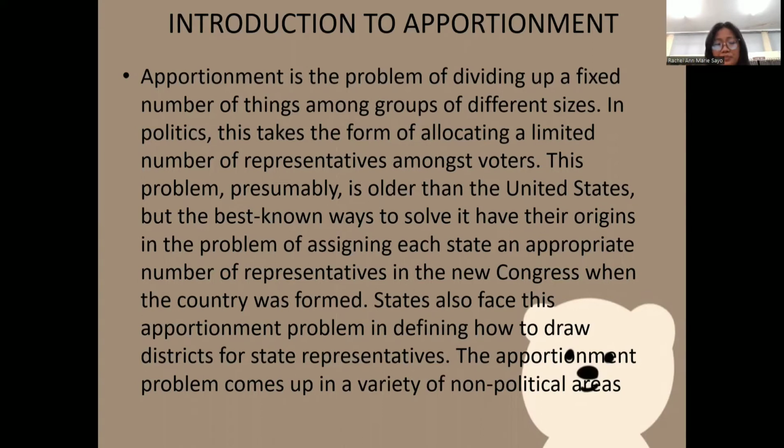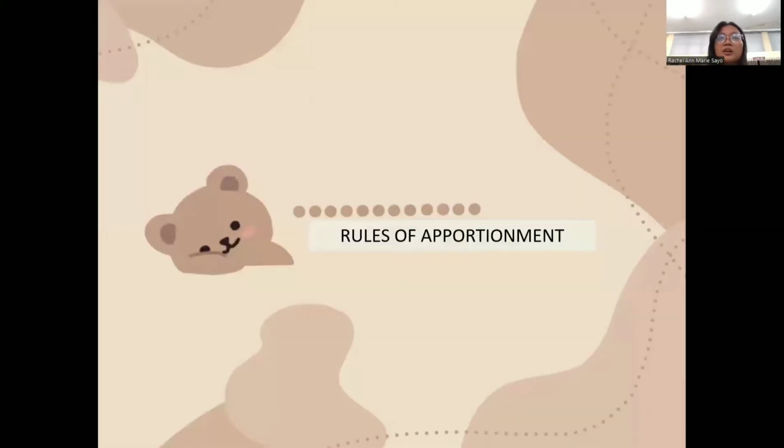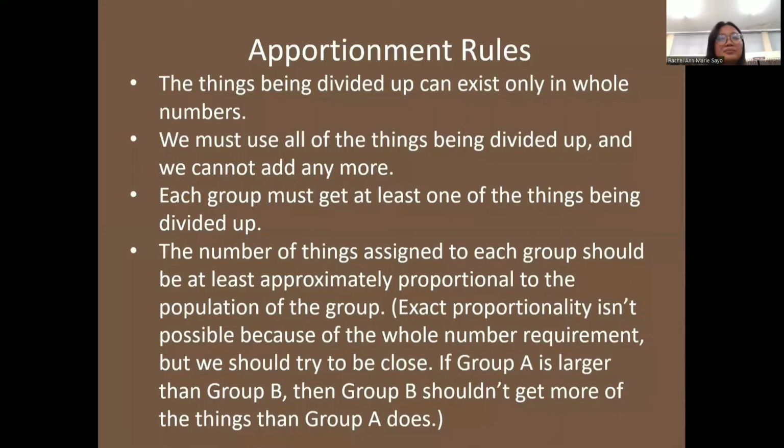So why is that? Apportionment is one of the most important functions of the decennial census. Apportionment measures the populations so that the seats in the U.S. House of Representatives can be correctly apportioned among the states. Right now I'm going to tell you the rules of apportionment.